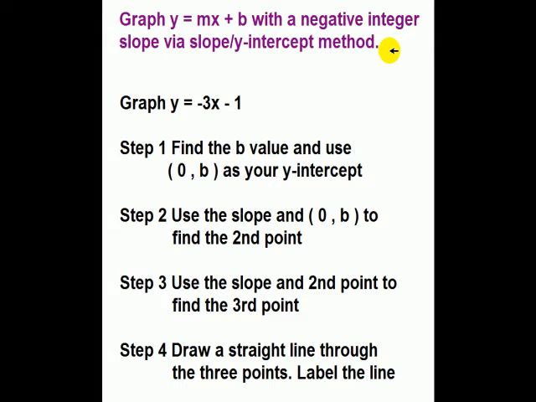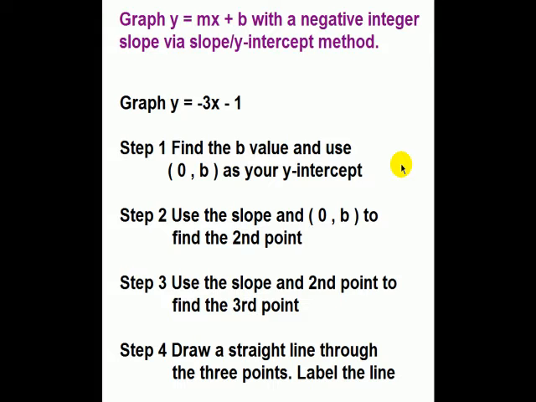Welcome. Let's graph y equals mx plus b with a negative integer slope via the slope y-intercept method. Consider the example. Graph y equals negative 3x minus 1. To do this, you need to do 4 steps.